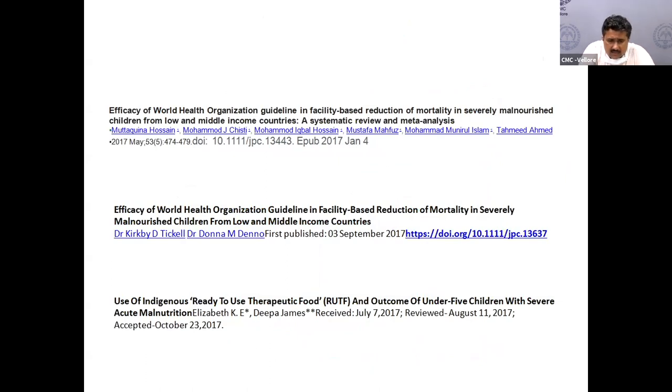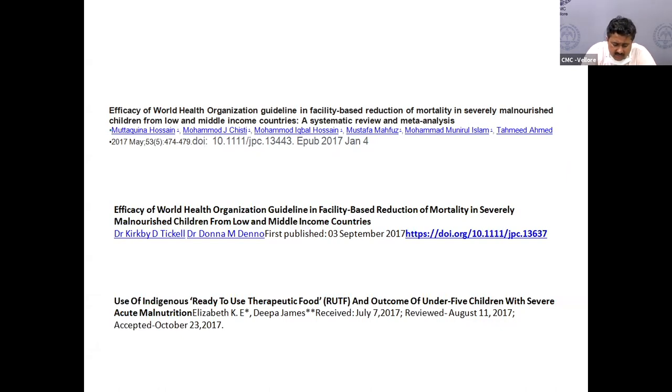These are some of the recent studies, systematic reviews. They looked at the efficacy of the WHO guidelines in a facility based setup to reduce mortality in severely malnourished children in low and middle income countries. One of the recent data is from Kerala, where they used indigenously prepared ready to use therapeutic food instead of WHO based RUTF.